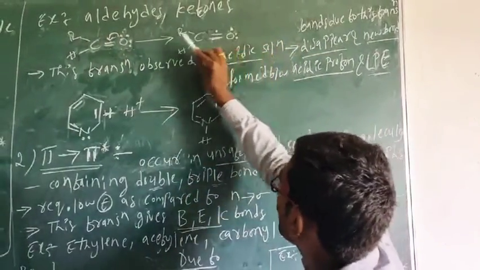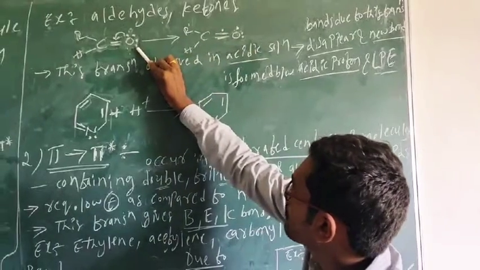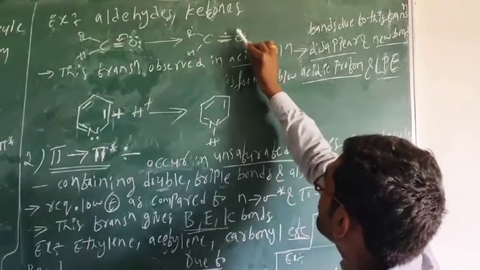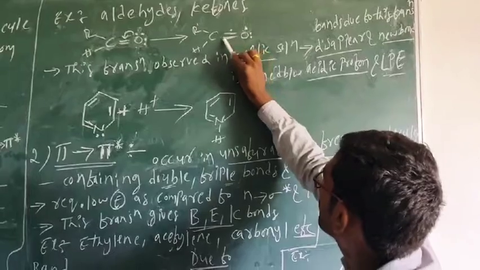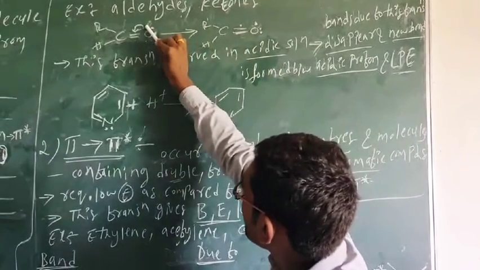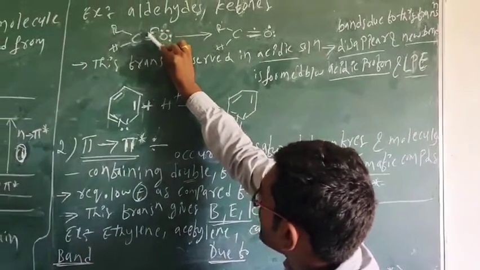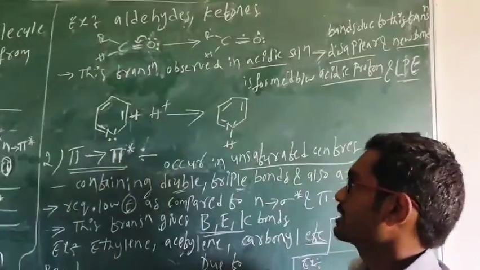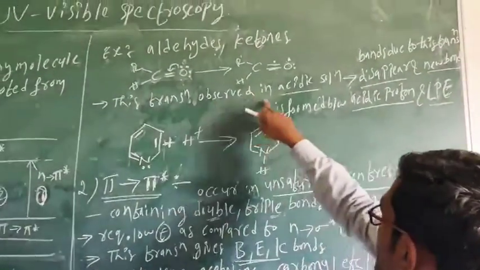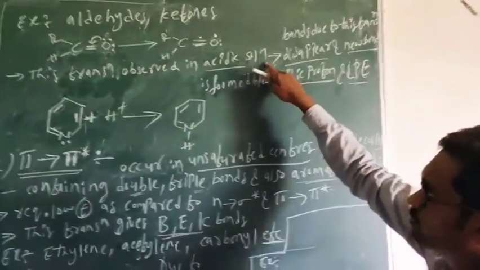Here we can observe overall there should be 4 electrons, which means 2 pairs. Here we can see 1 electron is shifted to the π*, meaning an n electron is shifted to the π* excited state. So this is the n to π* transition, which is observed in acidic solution.